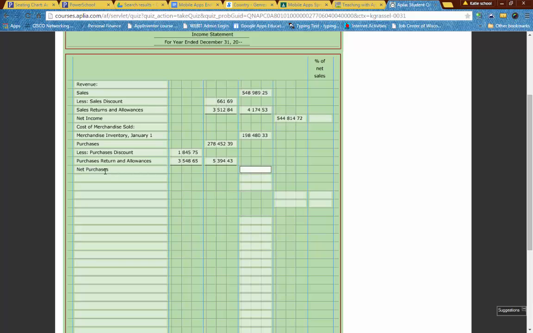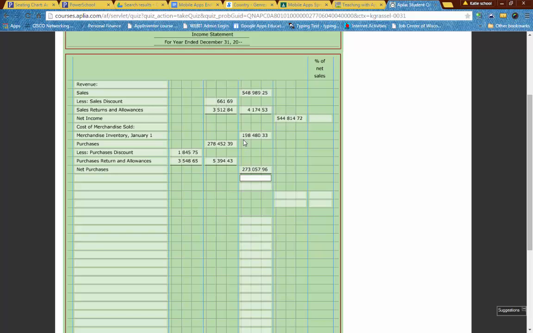So I'm going to take my purchases, subtract my discount and returns and allowance. It's going to give me $273,057.96. Now, here's my beginning inventory. It's supposed to be $273. I can't type today. How's that? Better? $273,057.96.